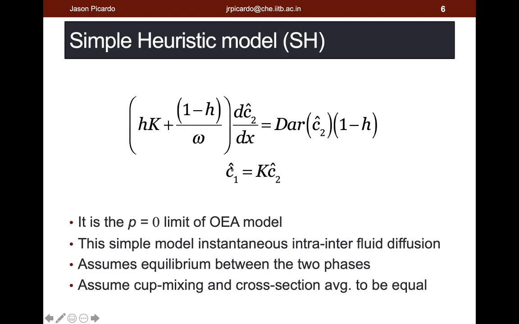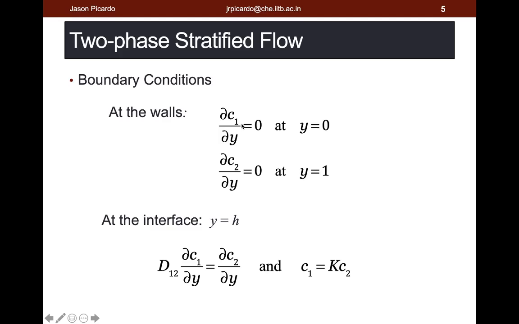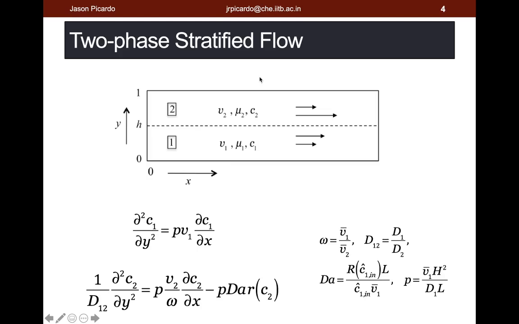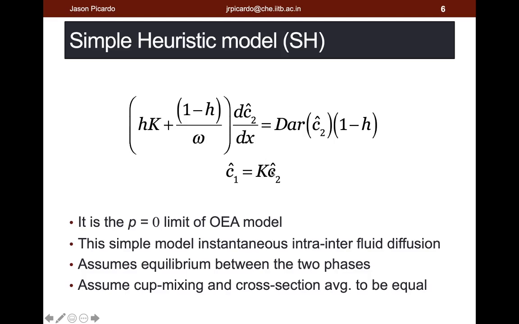So a simple heuristic model would say that there is a cup-mixing average C1 equal to K times the average C2, and that relation holds throughout the channel. And so you substitute that into an advection equation which is integrated over the whole channel. So you get the following. The transport by both phases is accounted for in this advection term, and you have reaction only in the second phase. Again, the reaction rate is evaluated at the average concentration, which we know itself has some errors. In any case, this is a heuristic model which assumes perfect transverse mixing, and it's the equivalent of a plug flow model.